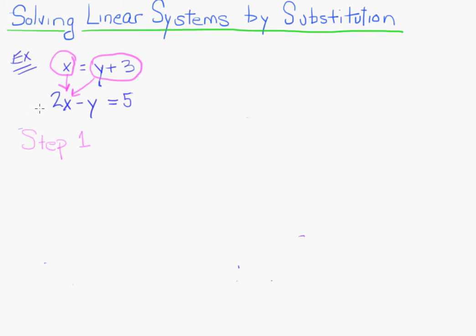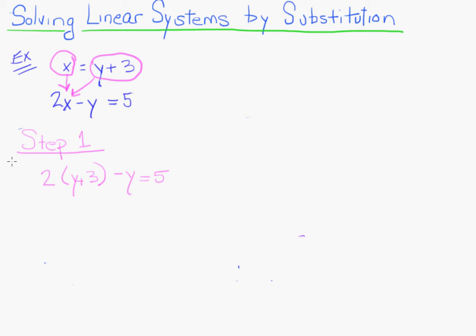What we do is this first line is already solved for x, so we know what x is. So I'm going to take the second line and substitute in the y plus 3 for x. So it's 2 times y plus 3 minus y is equal to 5. Now I have a linear equation in one variable, which I know how to solve for.